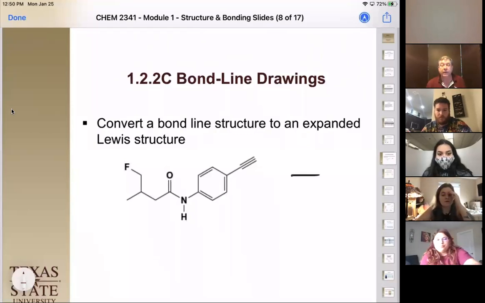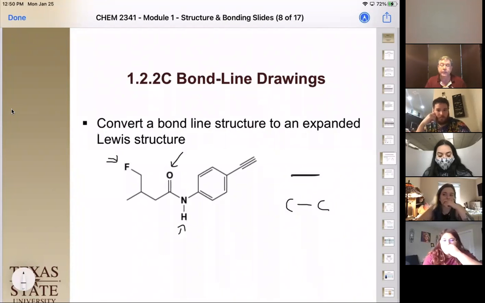And so whenever you see a line like that, you're assuming that there's a carbon on one side of there and a carbon on the other side of there, unless it's specifically called out, like here we have an oxygen, a fluorine, or a nitrogen or a hydrogen. Okay. So that's the first rule, is that lines are the bonds between two carbons.